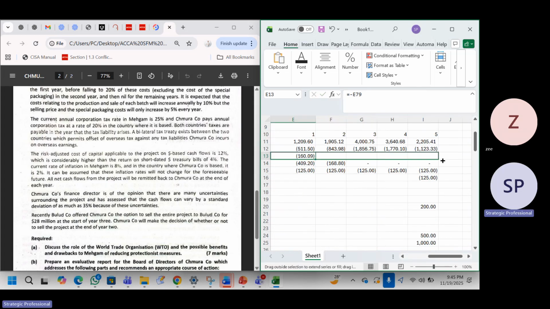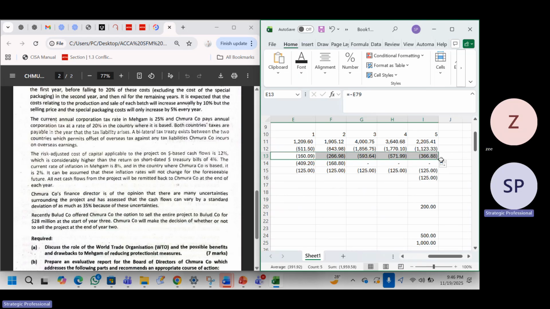So we come here and we drag, right? So when we drag, the question is, is there any information that we are here to bring that we've not brought in to get our taxable profit? So they talked about the risk-adjusted cost of capital. We understand that the risk-adjusted cost of capital applicable to the project based on cash flow is 12%, which is considerably higher than the return on short-dated treasury bills. So normally for this kind of question, which cost of capital are we supposed to use? Is it the 12% or the 4%?